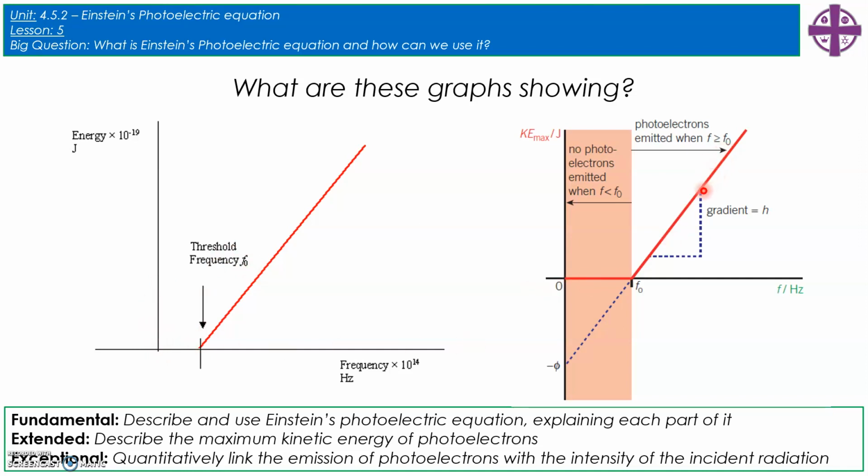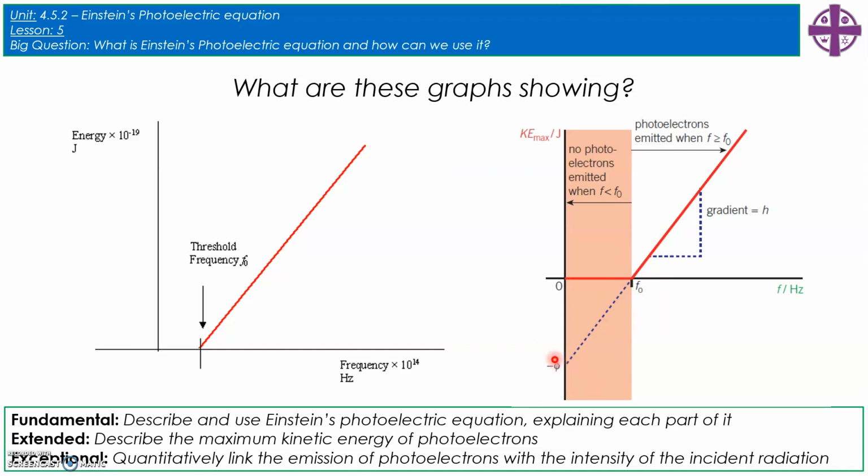And actually, the gradient of that graph is equal to h, the Planck constant. You could rearrange the Einstein photoelectric effect equation to get KE equals, and you would see that the gradient of this line would be h. You would have KE equals hf minus the work function. So h is your gradient there next to f. And your minus the work function, well, there it is down there.